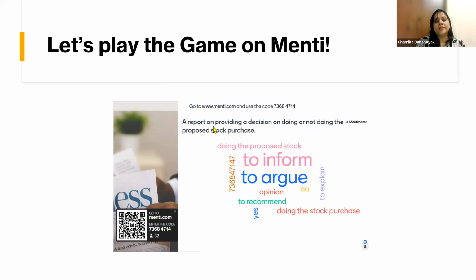So if you are writing a report on providing a decision on doing or not doing the proposed stock purchase, what is the purpose in writing such a report?